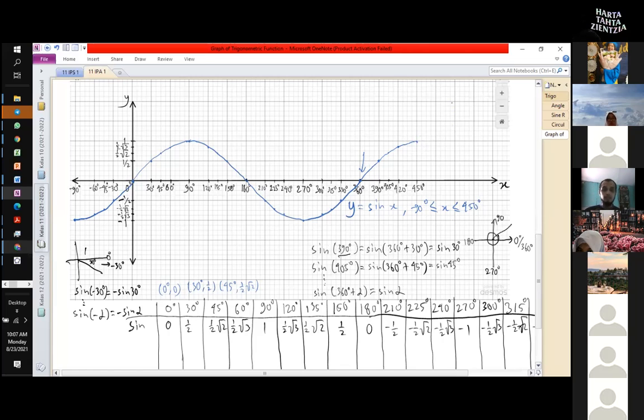Okay, and then what's next? The next one, you can see here the range. The graph will reach its highest point at 1, so the highest value is 1 and the lowest value is -1. So the range is from -1 to 1.